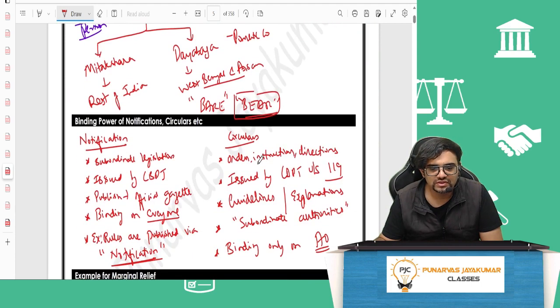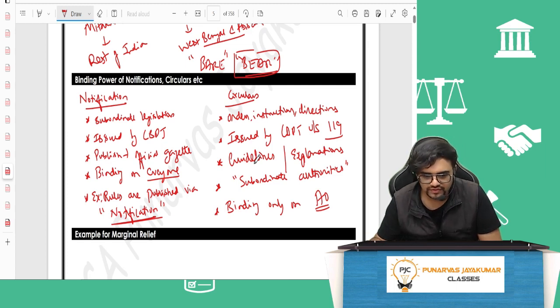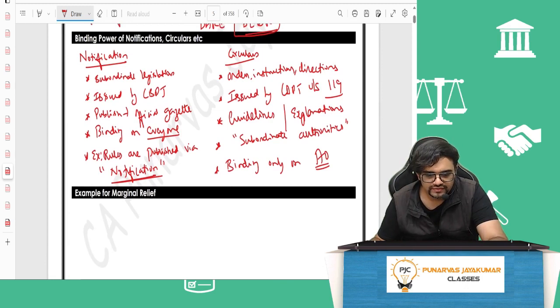Then we saw what is a notification and circular. Notification is like a rule, like a subordinate legislation. Subordinate means it's like a part of legislation only. Circular is an instruction by CBDT. Circulars are only binding on the assessing officers, whereas notification is binding on everybody, so all of us have to follow. Generally, notification is always given in the official gazette.